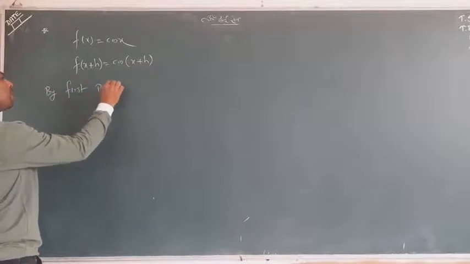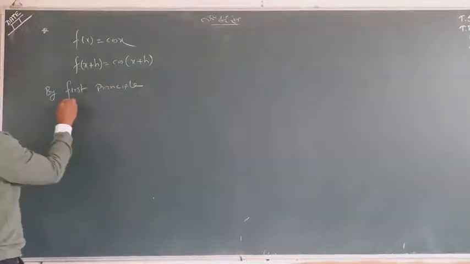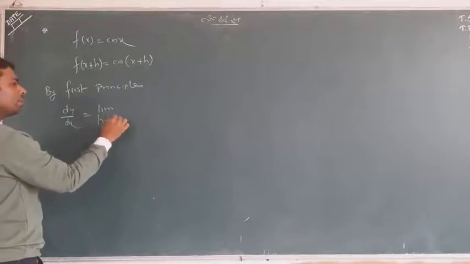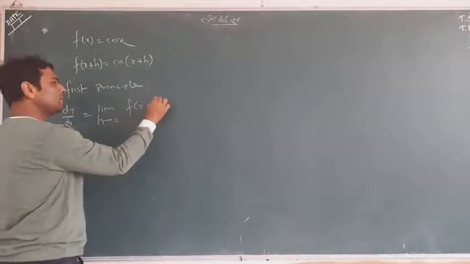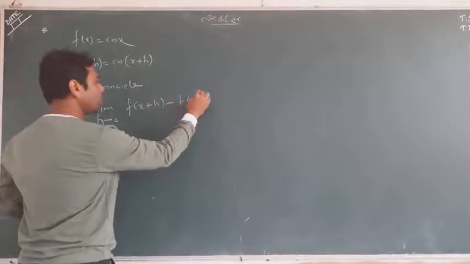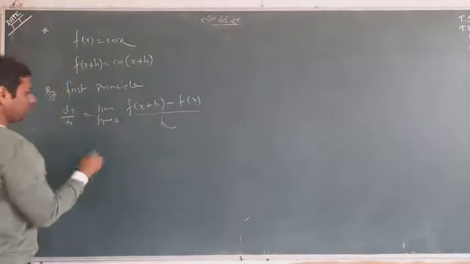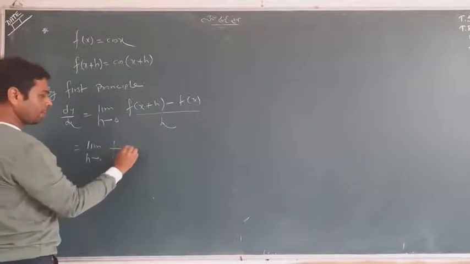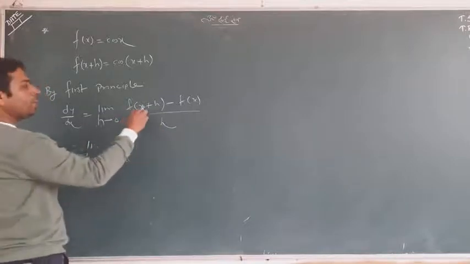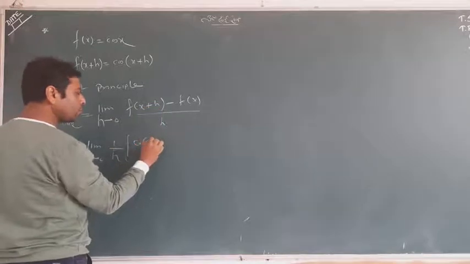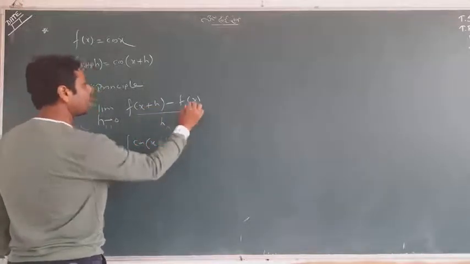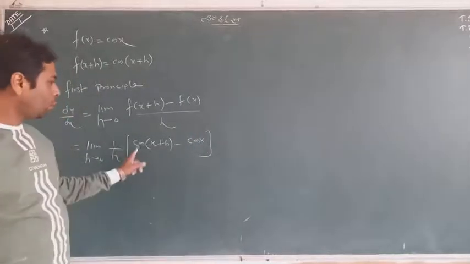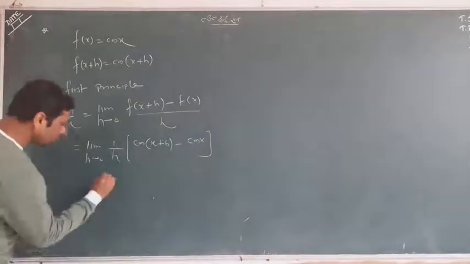By first principle, we have dy by dx is equal to f of x plus h minus f of x upon h. Put in the values: f of x plus h is cos of x plus h, and f of x equals cos x. Now what do you use in the formula? Cos c minus cos d. Use it.